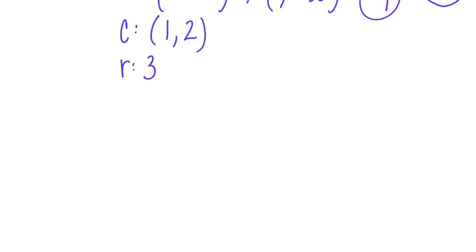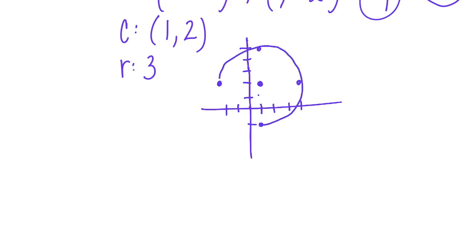So when I graph this, I have to graph this at positive 1, positive 2. I'm going to go 3 to the right, 3 to the top, 3 to the left, and 3 down. And then I'm just going to draw my circle the best I can. I'm not a very good artist, but I try.